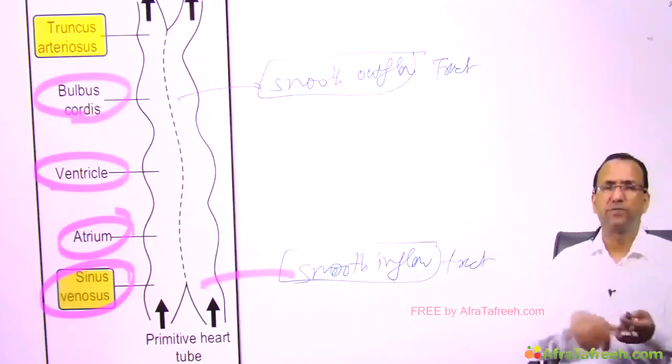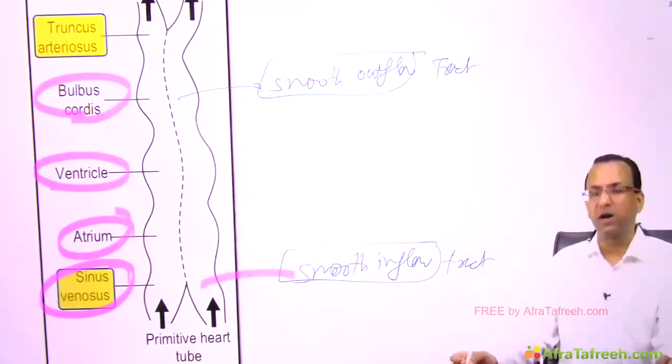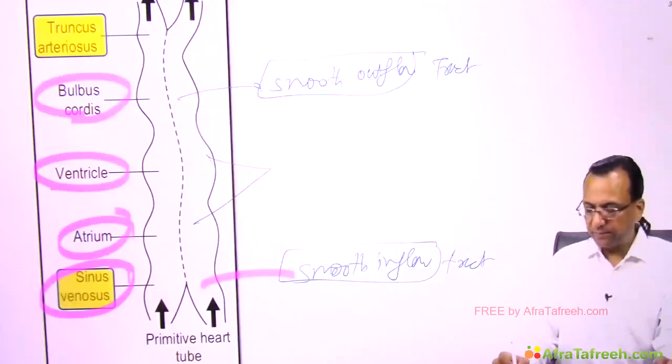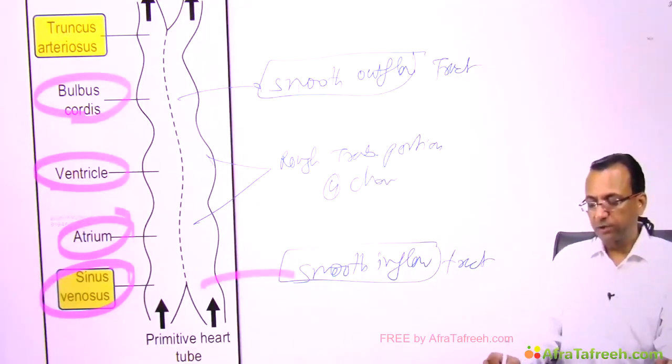There are 4 chambers in the heart. They have smooth inflow, smooth outflow. They have a rough trabeculated portion also. What about the rough trabeculated portion of the 4 chambers of the heart? That is the primitive atrium and primitive ventricle, forming the rough trabeculated portion of the 4 chambers of the heart.